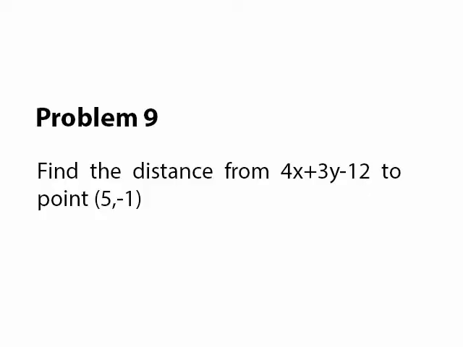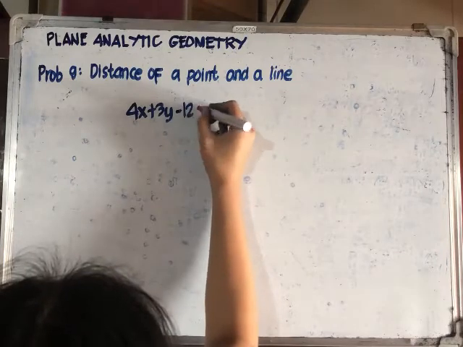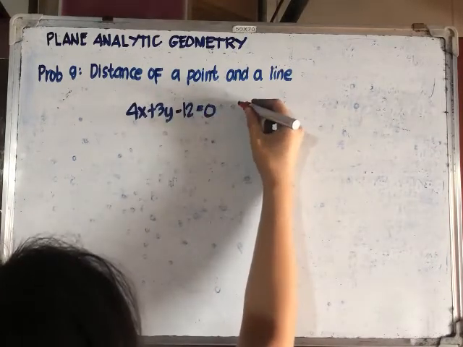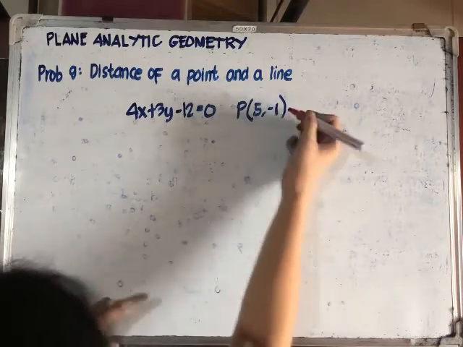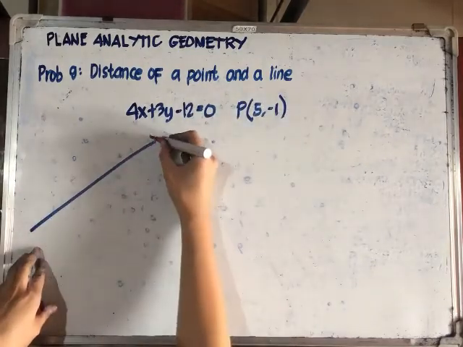Problem 9, distance of a point and a line. We have this problem: find the distance from the line 4x plus 3y minus 12 equals 0 to the point with coordinates 5, negative 1. So, ganito yung mangyayari sa problem na yan.